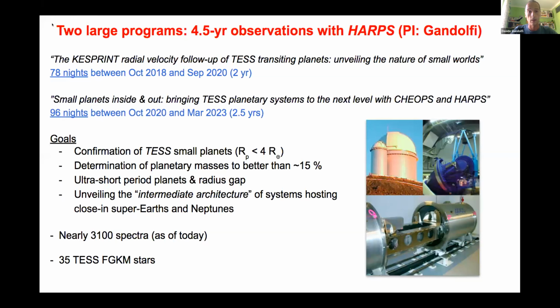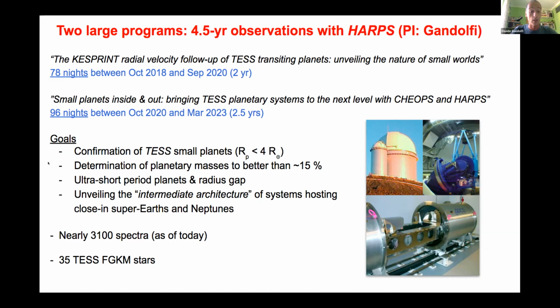So we had two consecutive large programs covering a baseline of 4.5 years. We got 78 nights from 2018 to 2020, and another 96 nights from 2020 till March next year. Usually it's 2 plus 2 years, but it is 2.5 simply because of the pandemic. We got some compensation time, which extended our baseline but also delayed the follow-up of small planets. The goals of those two proposals are the confirmation of TESS small planets and the determination of masses to a precision better than 15%.